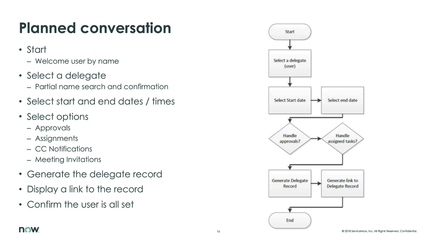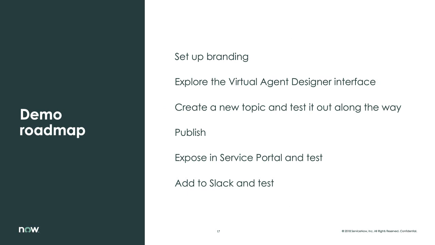Now, I've always been a fan of this delegate capability. If I'm going to be out, I want someone to be able to cover for me. So we're going to take what Craig just showed you about nominating a delegate and put a virtual agent front end on that. We're going to keep it pretty simple since we're isolated to just an hour here. We're going to start by welcoming the user by name. Again, Virtual Agent knows who it's talking to. We'll select a delegate, start and end dates, end times, what options. Then we're going to generate that delegate record, give the user a link to it, let them know that they're all set. So pretty simple, pretty straightforward.